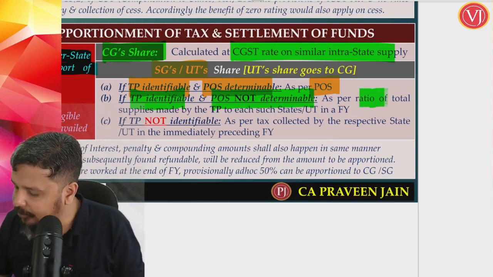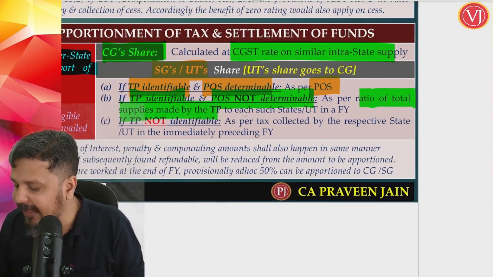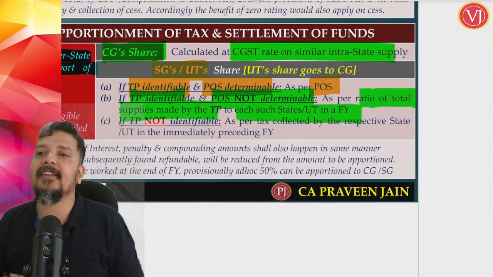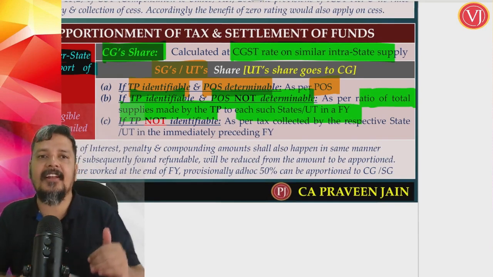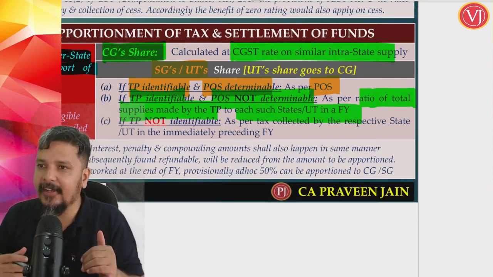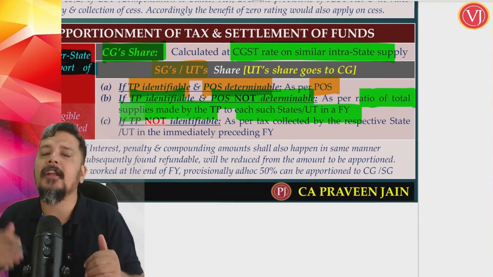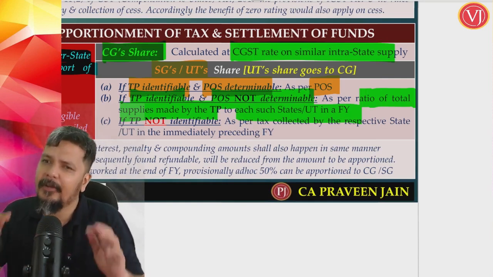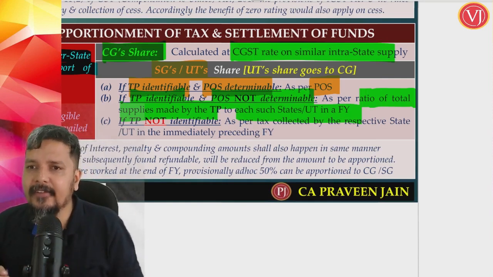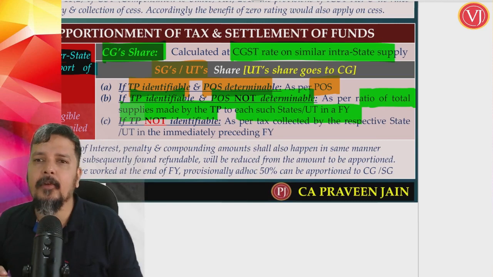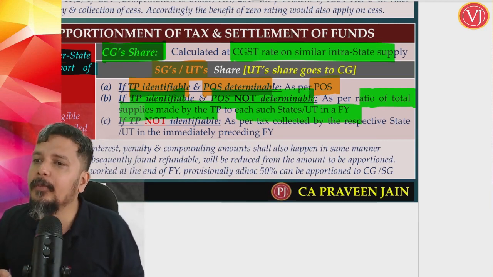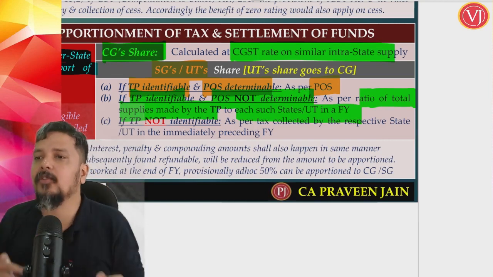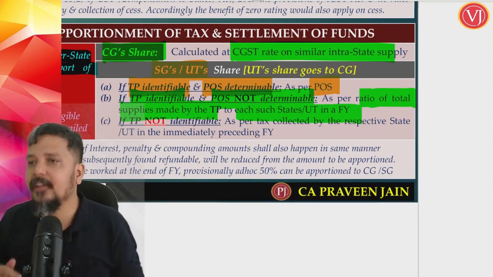So as per the ratio of total supplies made by the taxable person to each of the states in that financial year, go in that ratio and give to the different states. If the supplier has made supplies only to 3 states, within his state and outside his state only 2 states, distribute it among only those 3 states in that ratio based on that financial year.